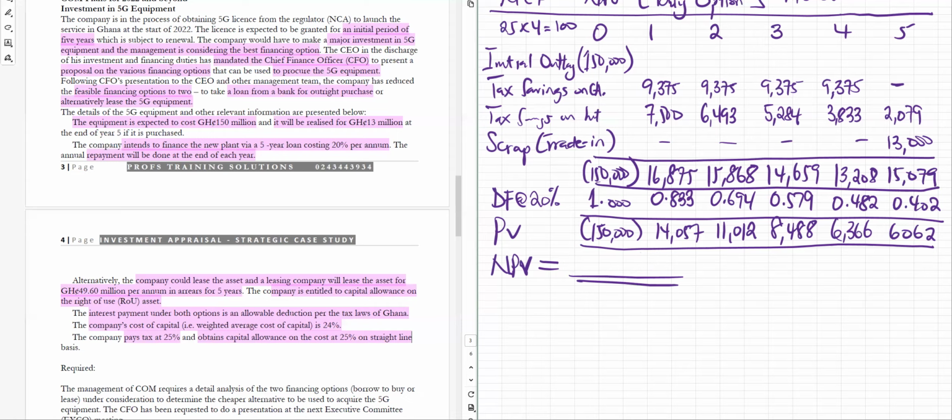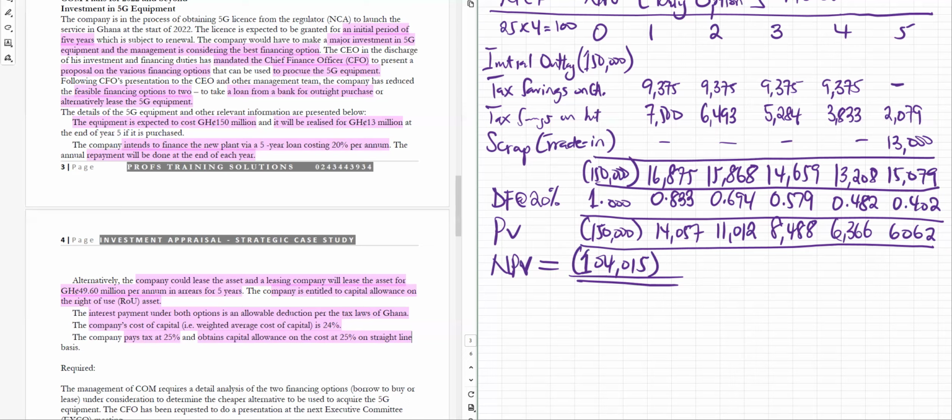6,062 plus 6,366 plus 8,488 plus 11,012 plus 14,057 minus 150,000. Yes, so we have negative 104,015. So this is what we ended up having as our NPV under the buy option.